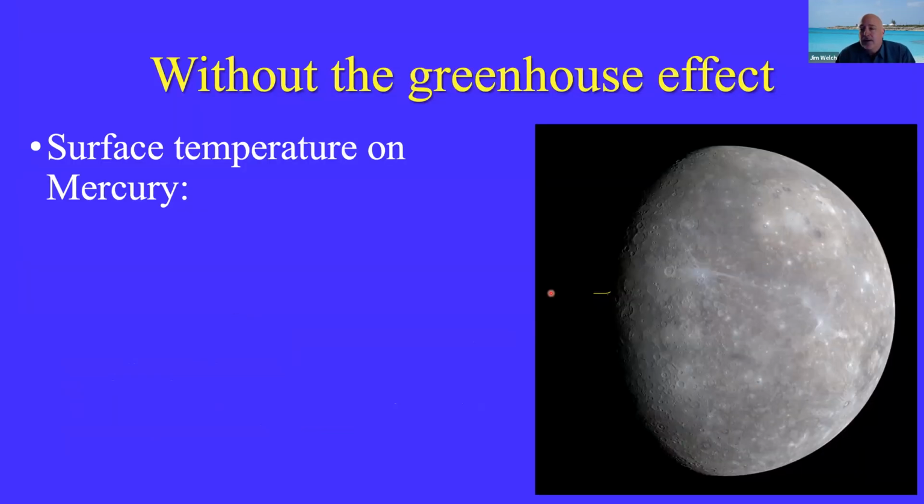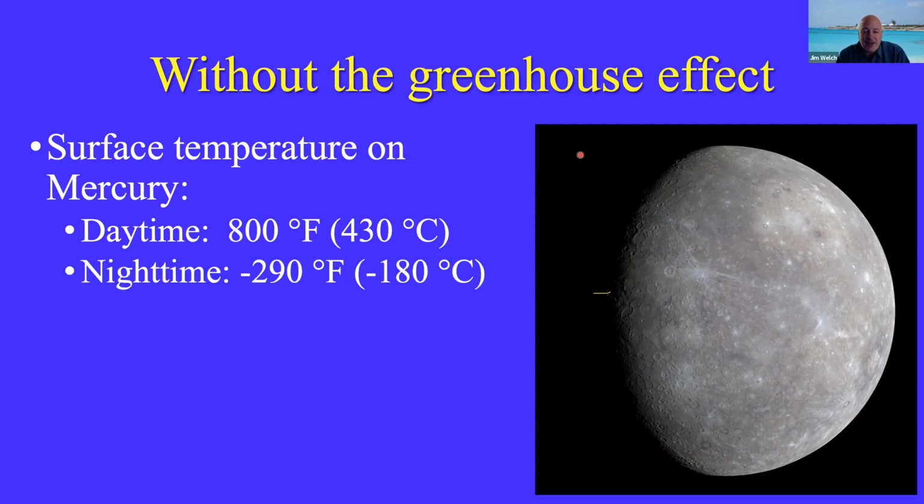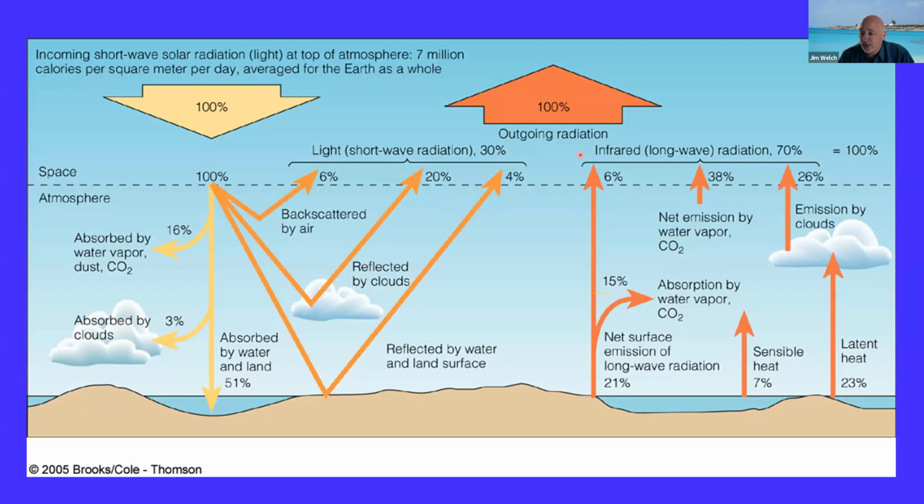Without the greenhouse effect, this is a picture of the planet Mercury. Mercury has no atmosphere, so it has no greenhouse effect. Mercury is very close to the sun, so the sun's rays are very warm on it, and the daytime surface temperature on Mercury is about 430 degrees Celsius, really super hot. But then when Mercury rotates around and you get on the dark side and it becomes night, because there's no atmosphere to hold in that heat, it's about minus 180 degrees Celsius. That's what happens without an atmosphere. So the greenhouse effect really does help us out.